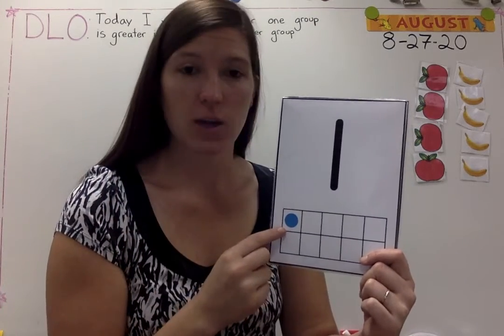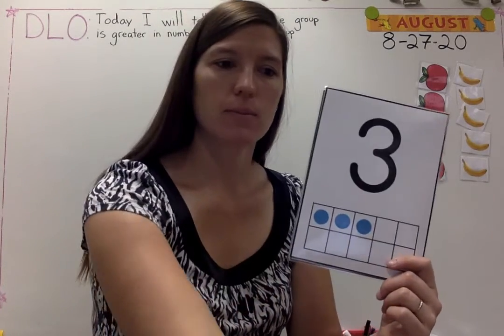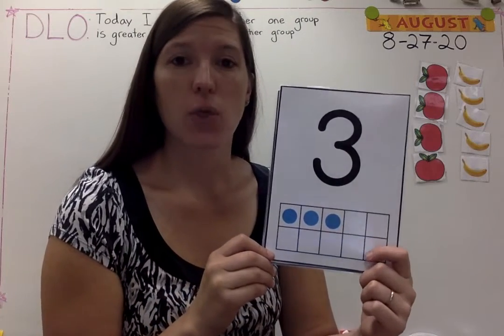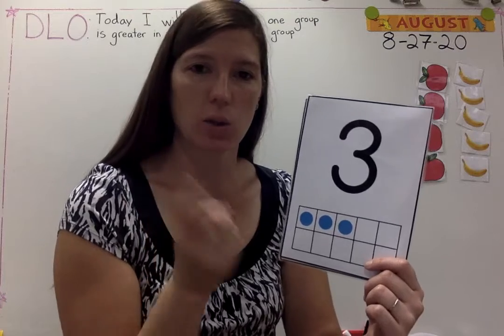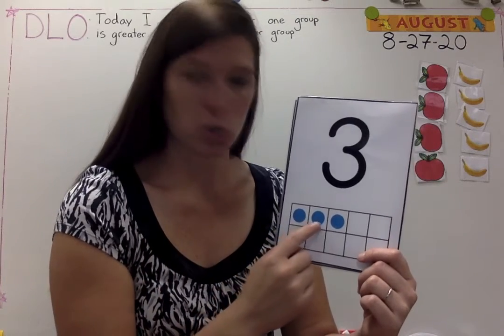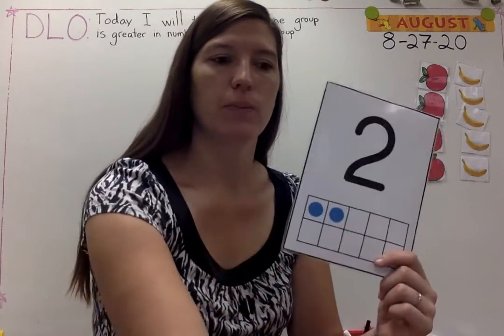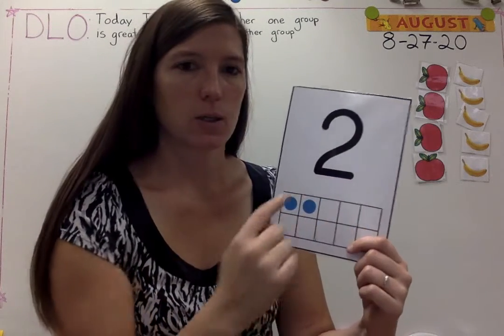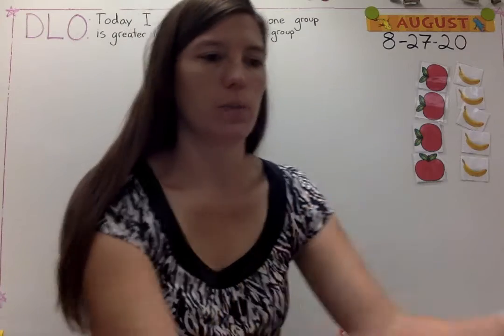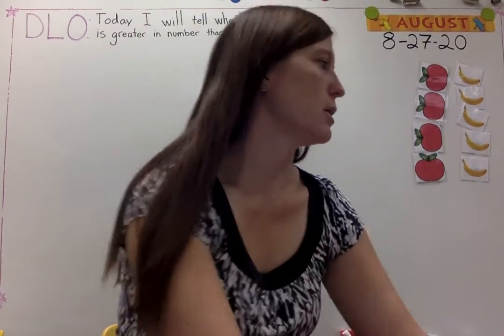Let's count the dots. 1. What number is this? 3. Around the tree, that's the way you make a 3. Let's count. 1, 2, 3. Last one. 2. Candy cane foot. Let's count. 1, 2. Good. So let's use our magnets now.